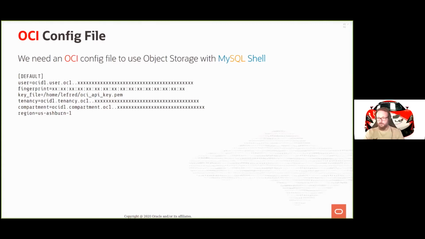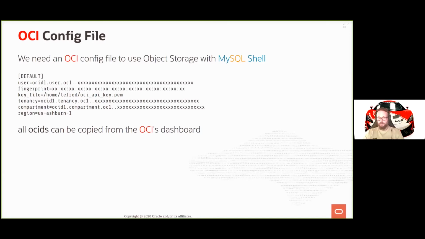Then the fingerprint for the key you are using, the tenancy you are using, the compartment you are using, and finally the region. These are the important settings, and you find all this information in the dashboard. So you copy everything from the dashboard. When you have that, you are ready to use the shell with OCI, and in our case, the object storage bucket we created.